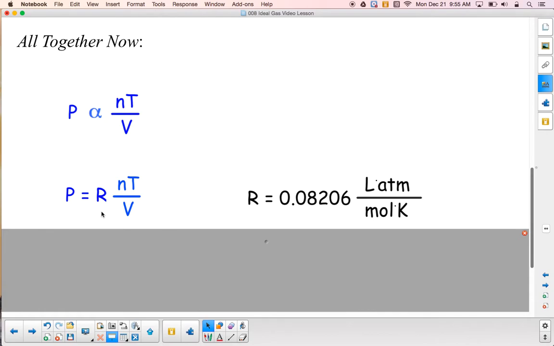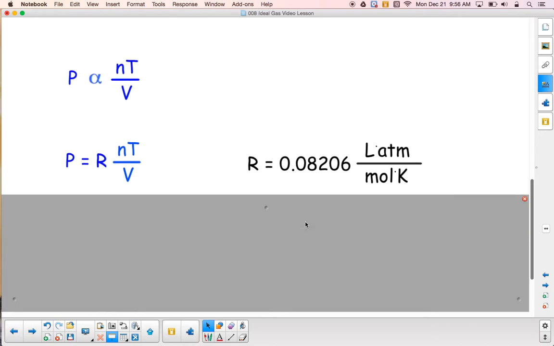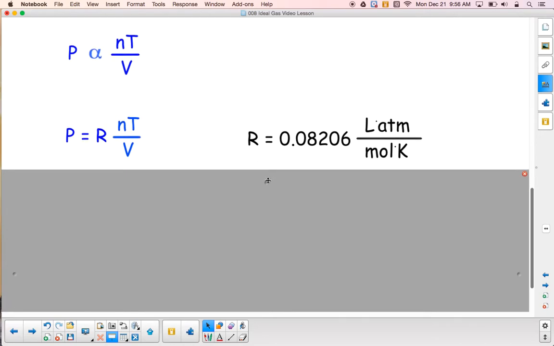It happens in this particular situation that scientists have figured out that the proportionality constant needed for the ideal gas situation is 0.08206 liters times atmospheres per moles Kelvin. This set of units will remain on R at all times, and R is called the ideal gas constant. This number, along with its units, will be provided for you on your test.